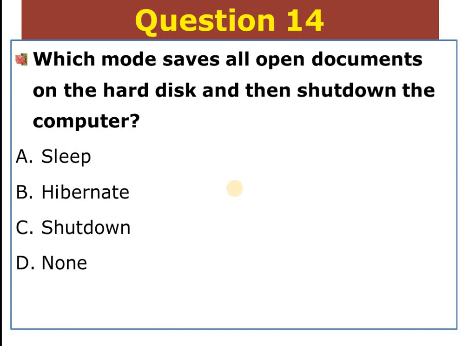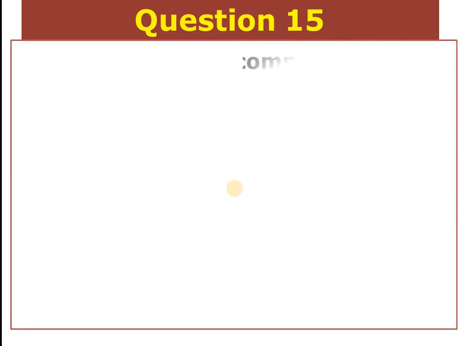Which mode saves all open documents on the hard disk and then shuts down the computer? Among these alternatives, the one that saves all open documents on the hard disk and then shuts down the computer is choice B. Hibernate is the answer.